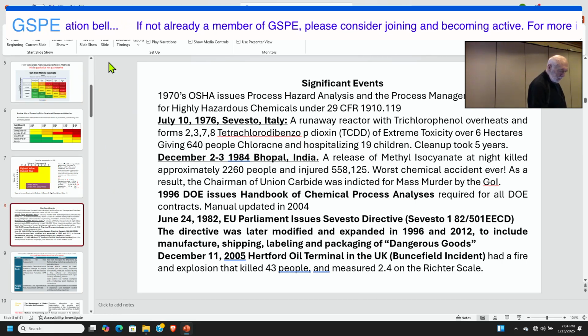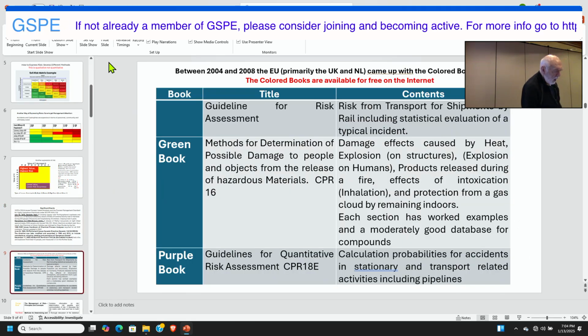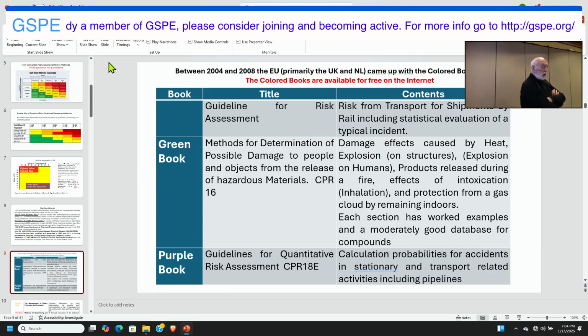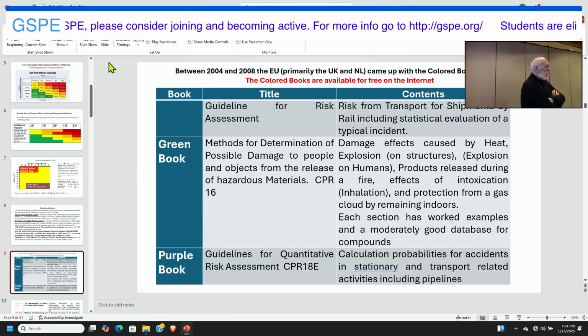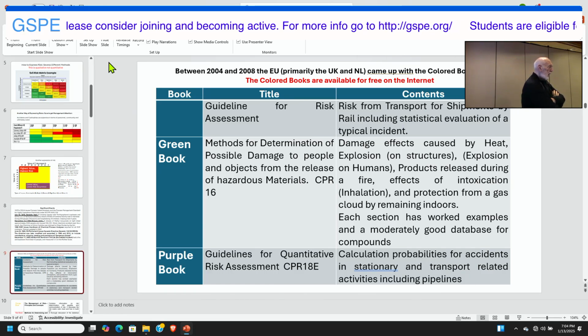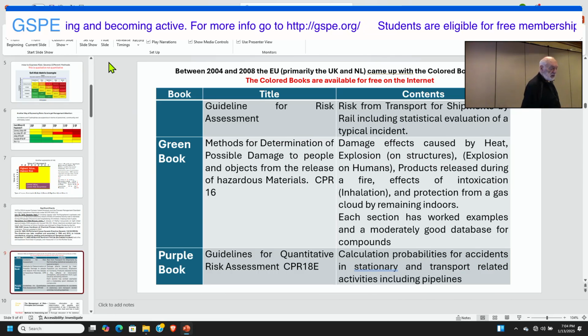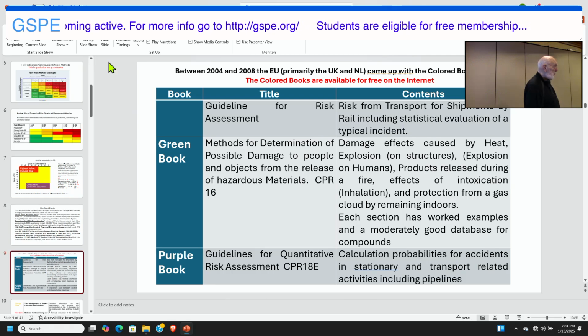So, all right, we know that they're hazardous. Now, what do we do about them? Well, between 2004 and 2008, the EU issued a series of books that are freely available on the internet. They're called the colored books. And there's 5 or 6 of them. First one is the guidelines for risk assessment, how to prepare a risk assessment.